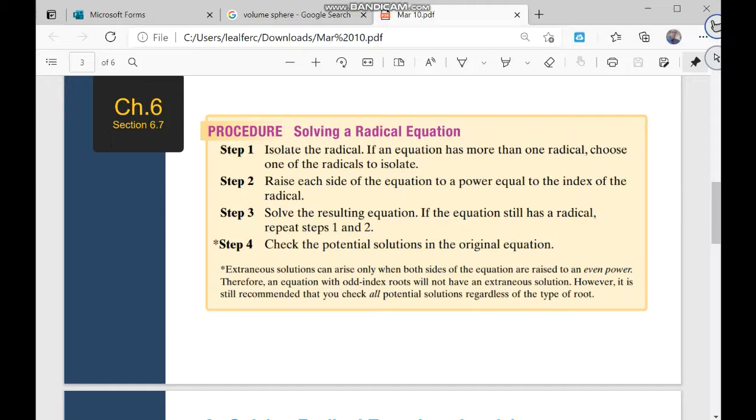Step number 2, raise each side to the power equal to the index. Step number 3, solve the resulting equation. And now you're going to add this step here. If the equation still has a radical, you repeat. You go back to step 1 and repeat steps 1 and 2. And finally, step number 4, check if your solution is good by plugging it into the original equation that you started with. Okay? Now let's move on.